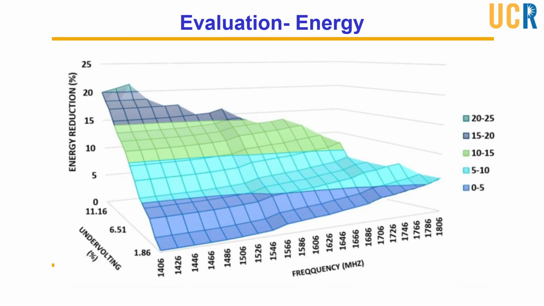We also evaluated the energy consumption of combined undervolting and overclocking. X-axis and Y-axis denote frequency and undervolting level respectively. With combined overclocking and undervolting, we can save about 22% energy in comparison with the original system.